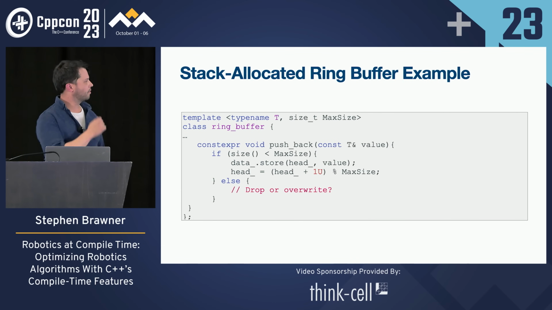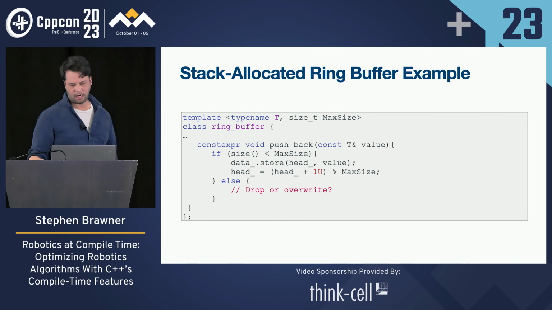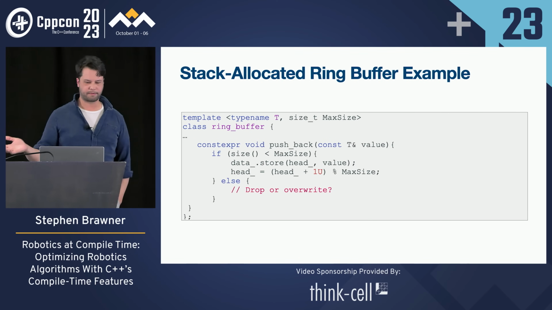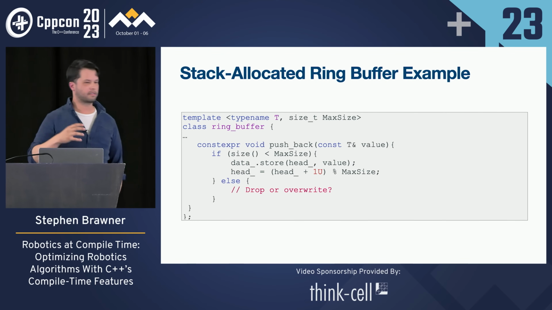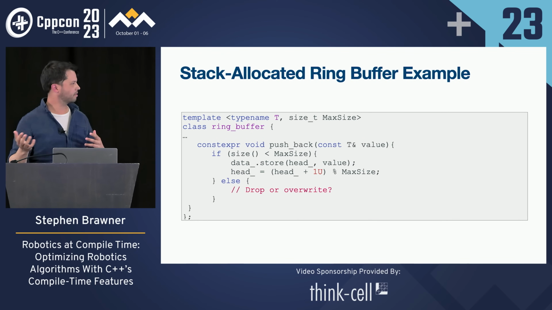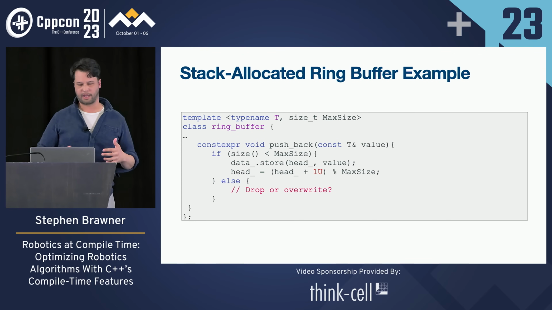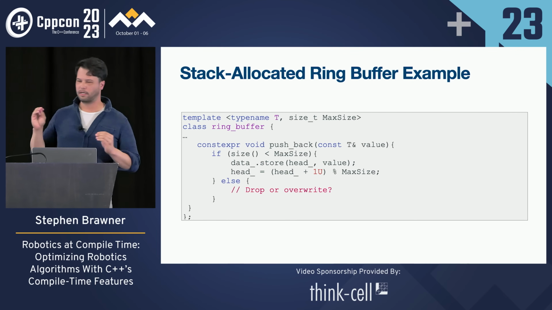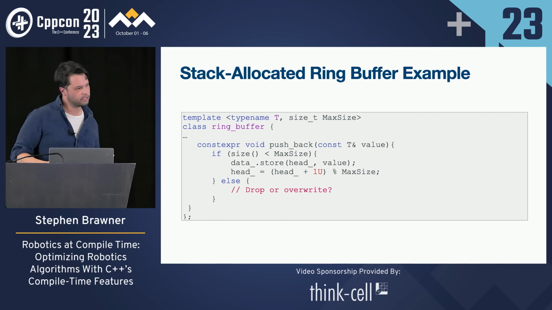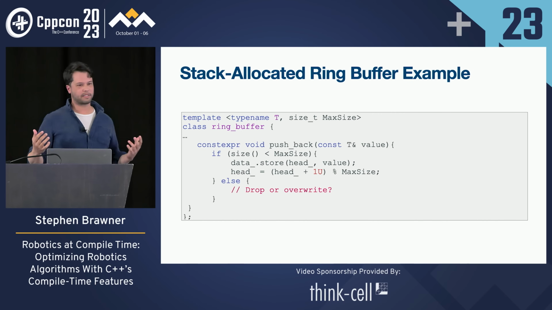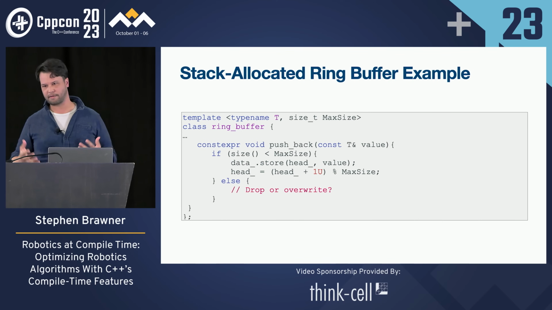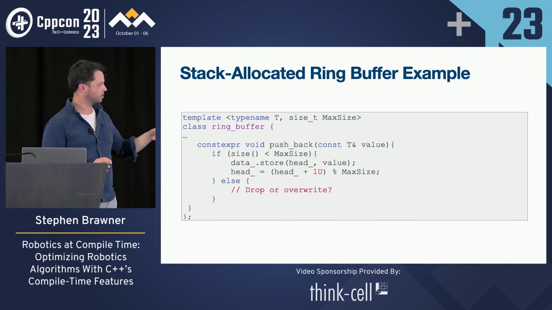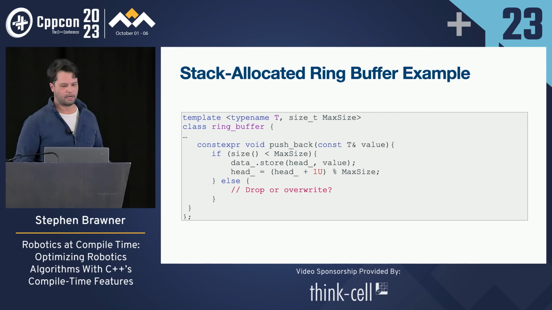But going a bit further in our ring buffer example, take a look at pushback. So we all know what this ring buffer should do when the size is less than the max size. We can just store it and then increment our head and continue on. But what happens in the case where you're at your max size? What do you want your ring buffer to do? At runtime, you could throw an exception, but this is real-time software. We do not want to do that sort of thing. And so we want to choose a behavior and kind of stick with it.